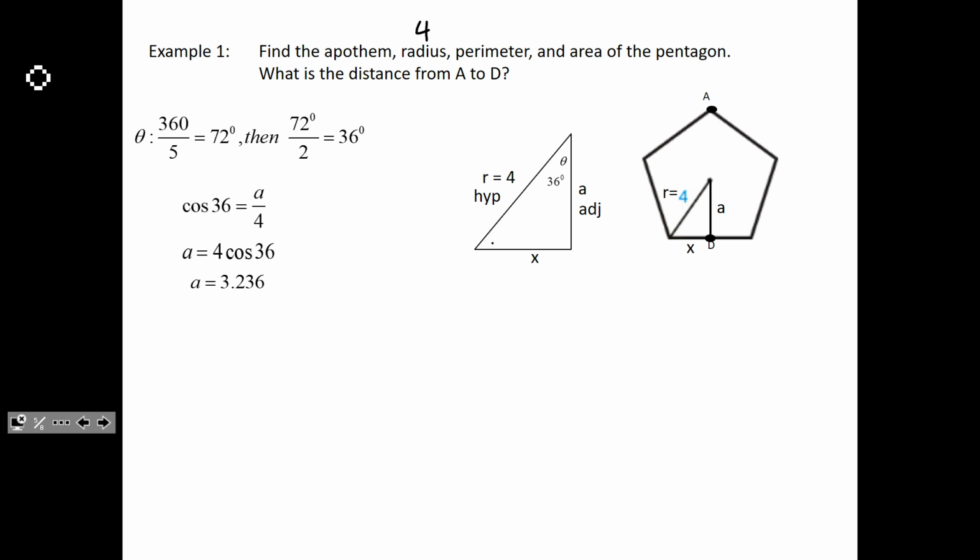Very good. All right. So now we know the apothem as well. That was one of the pieces they asked for. Next thing we're looking for is the perimeter. Well, in order to find perimeter, we've got to find x, right? Okay, so in reference to the angle, x is where? Opposite. So which trig identity do we want to use this time?